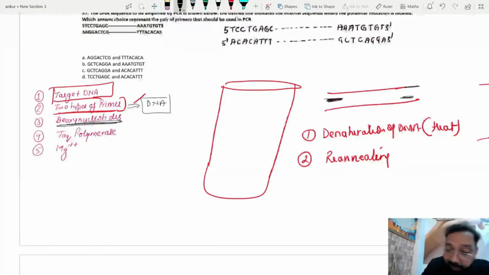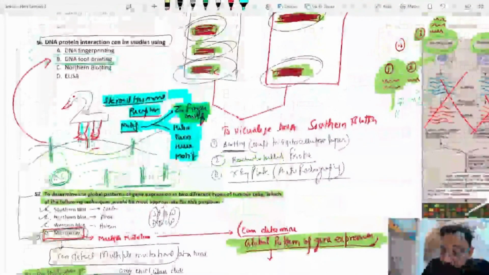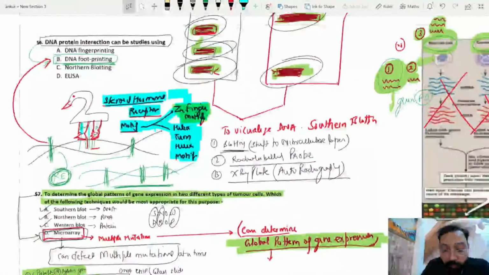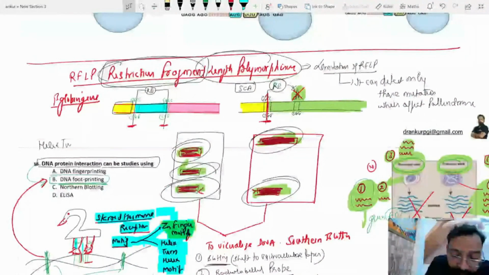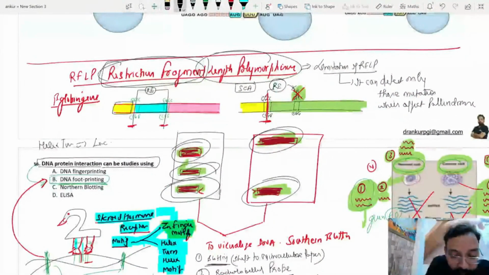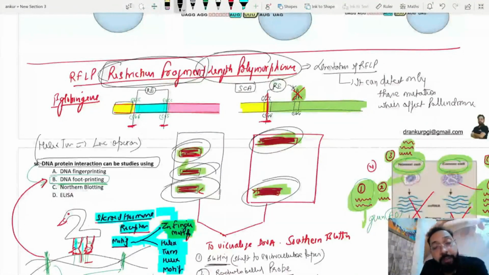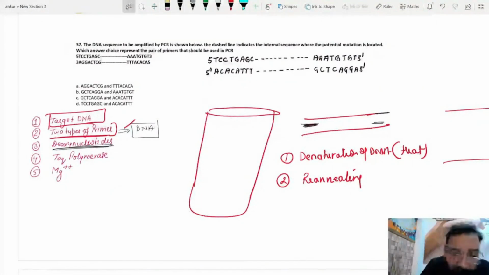Okay, sorry, helix turn helix motif is for lac operon. Helix turn helix motif, lac operon, means lac proteins. All lac proteins, lac I repressor protein and CAP catabolite activator protein, both have helix turn helix motif.